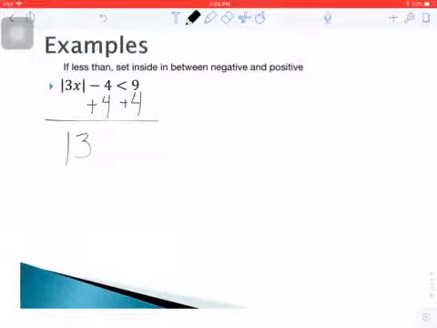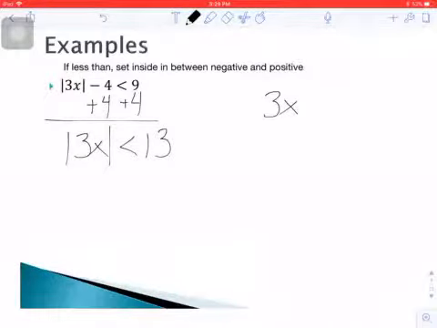We get the absolute value of 3x is less than 13. Now what's going to happen here is you're going to put the inside, this 3x, in between negative on the left. Oops, let me try that again. Negative on the left. Right. And positive on the right.